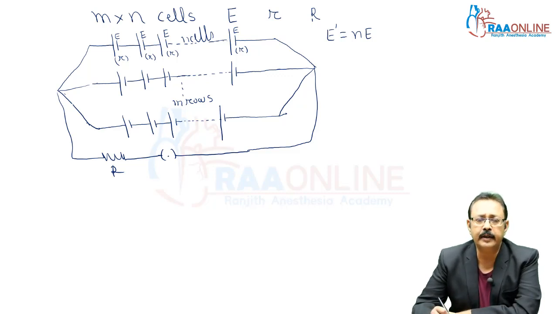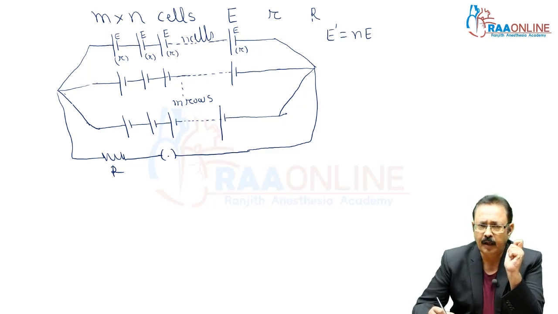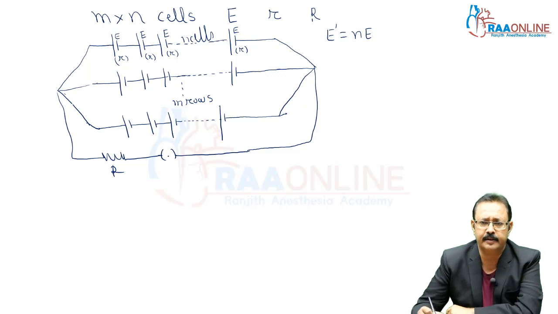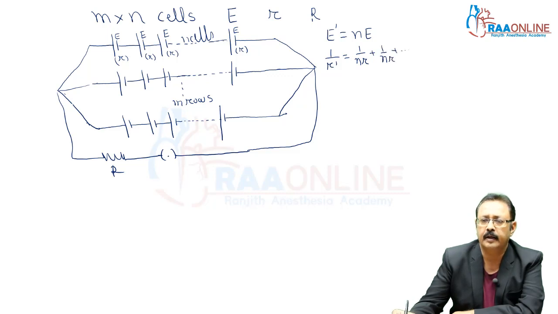Now, internal resistance for each branch, since in each branch our resistances are in series, so internal resistance of one branch is NR. For M branches, it should be 1 by NR, 1 by NR, M times. So what I am getting? M by NR. So R dash is equals to NR divided by M.